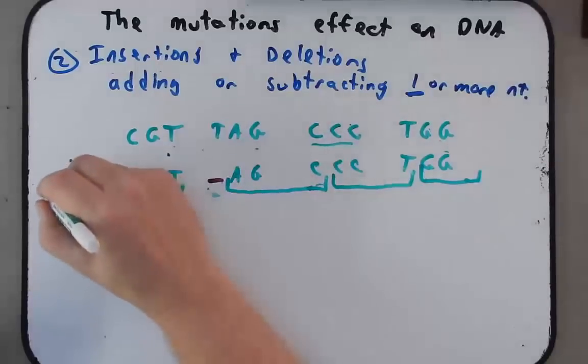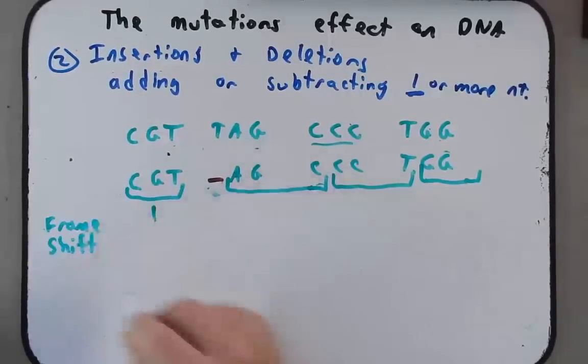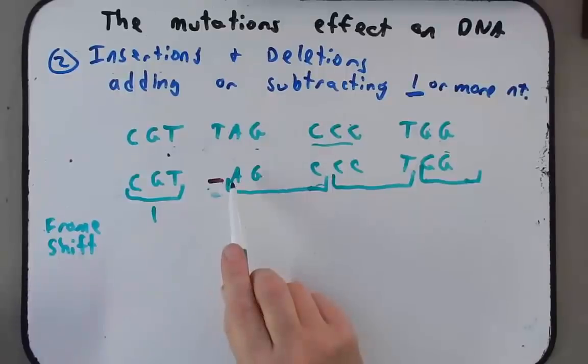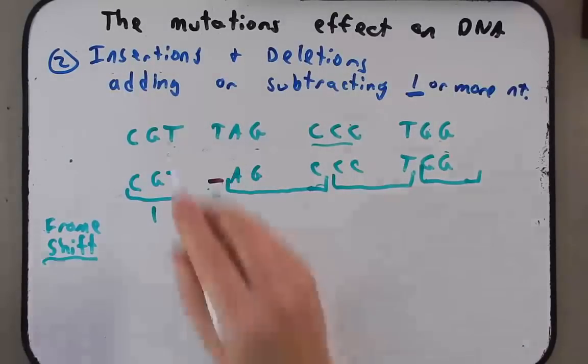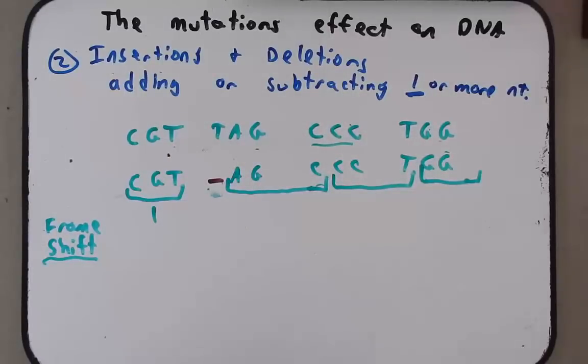We call this a frame shift. It's called that because every codon after the deletion will produce a different codon. These can have devastating effects on the gene that these occur in. Insertions are very similar. So again, this was a deletion here.